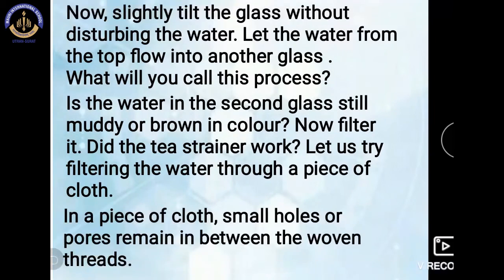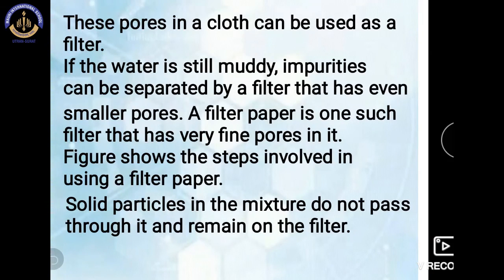So, is the water in the second glass still muddy or brown in color? Now filter it. Did the strainer work? No. So let us try filtering the water through a piece of cloth. In a piece of cloth, small holes or pores remain between the woven threads. These pores in a cloth can be used as a filter. Here the pores of the cloth are removing the impurities. So here the piece of cloth is used as a filter.